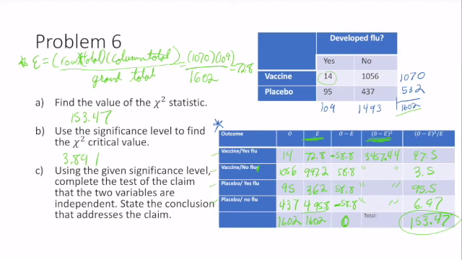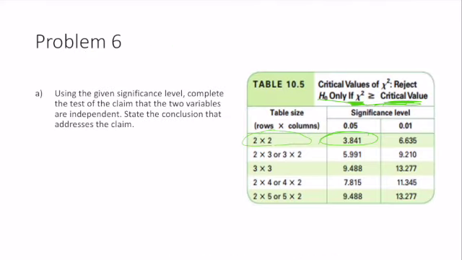So I want to state my conclusion about the claim, okay? So using our significance level, 0.05, we can state the claim about our test, right? Because 153.47 is greater than 3.841, we can reject our H0 at the 0.05 significance level. And this is the same question.